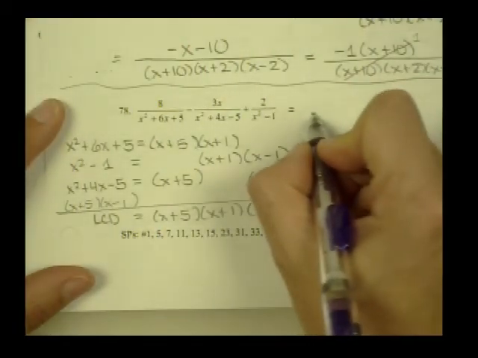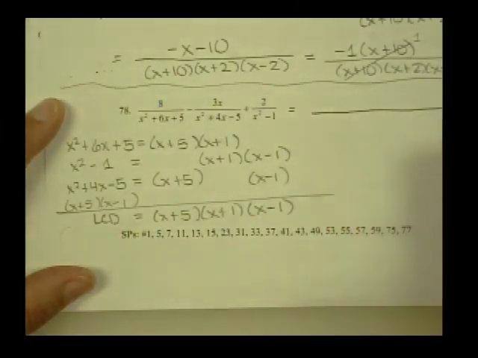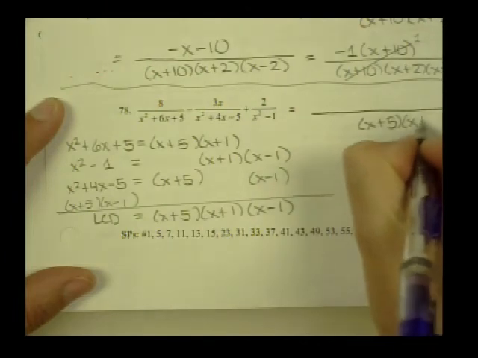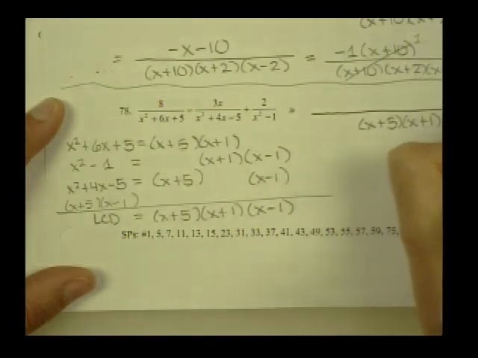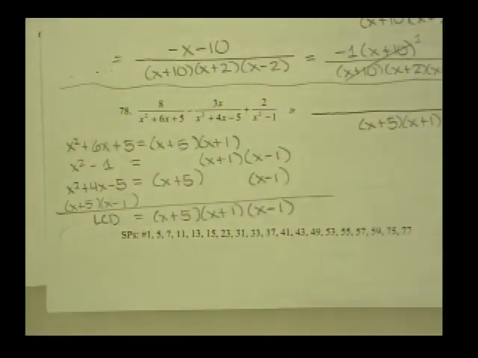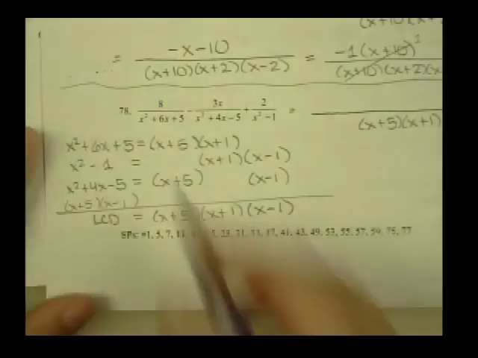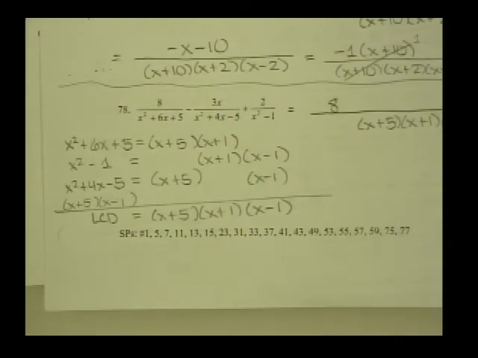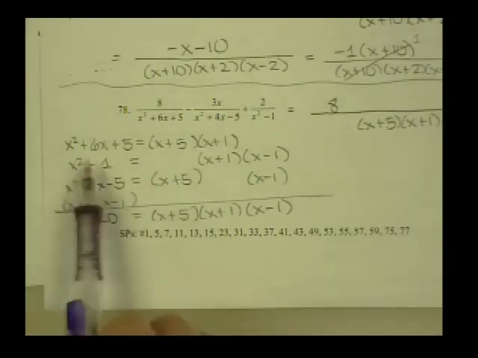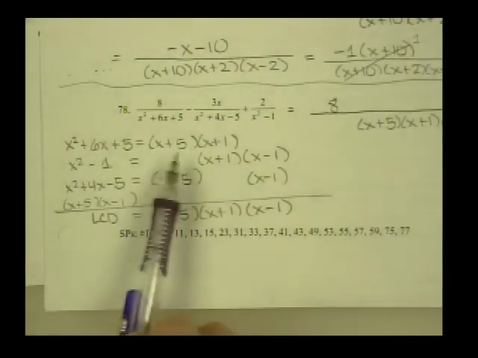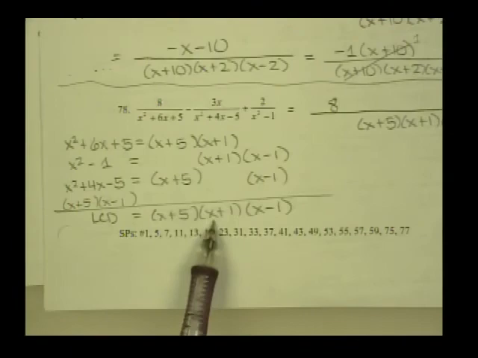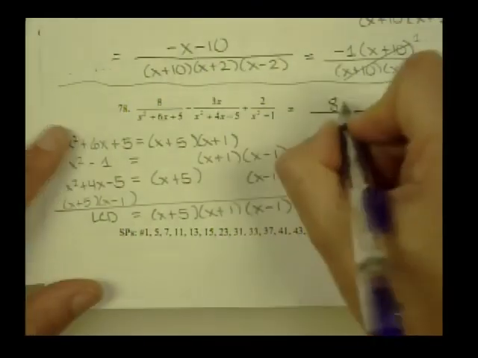So I'm going to go to the step where I put it as one big fraction. Okay, so the first fraction had an 8 in the top. So now I want to see, do we have to multiply top and bottom of that fraction by anything to get the LCD? X minus 1, right? This denominator factored as x plus 5, x plus 1. So the only thing missing was x minus 1.